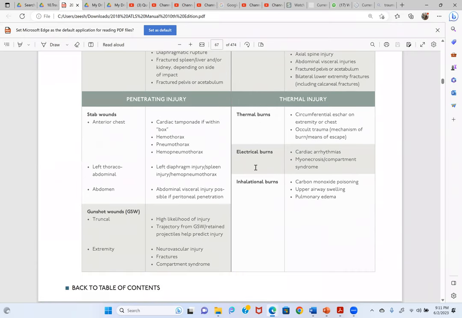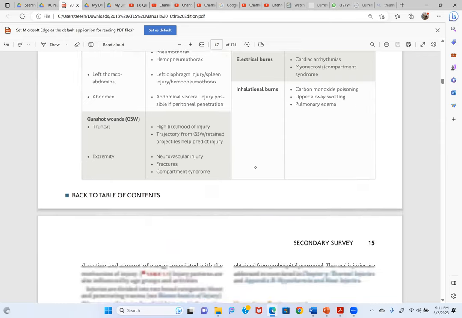Gunshot wound, highly likely injury; trajectory and retained projectile help predict. And with thermal injury, you should be considering that in addition to other things, there will be a problem with the airway. So with inhalational and burn injury, you will see carbon monoxide poisoning, upper airway swelling, pulmonary edema. Maybe initially the patient is fine, but later on you will lose the airway if you do not maintain the airway in time.